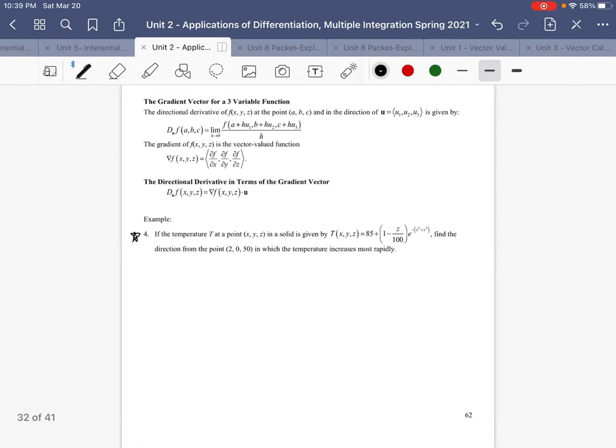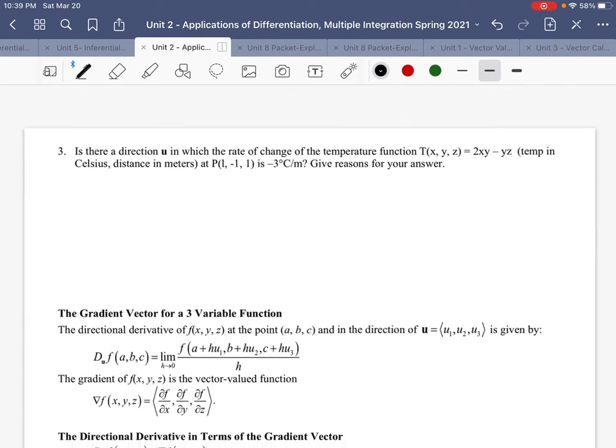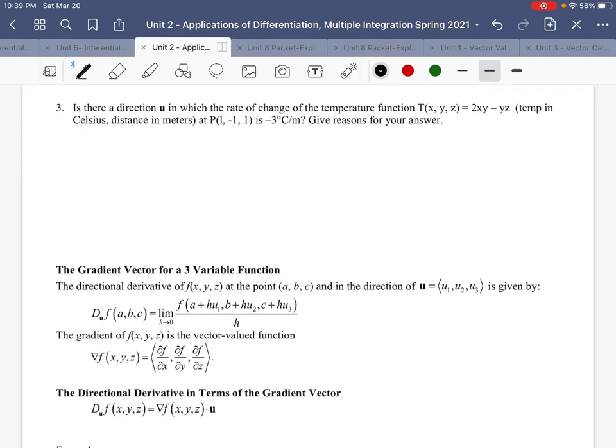So we're looking at page 62, number 3. It's asking, is there a direction u in which the rate of change of the temperature function at (1, -1, 1) is -3 degrees Celsius per meter? Give your reasons for your answer. So let's start off with actually seeing if we can figure that out and then worry about the reasons later.